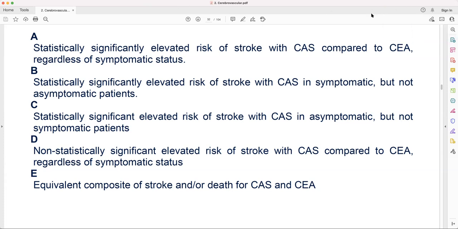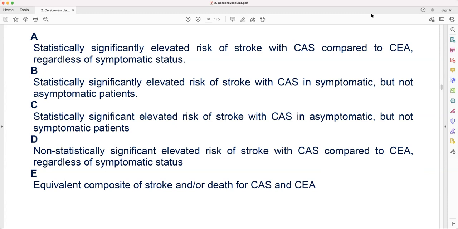Go ahead. B is statistically significantly elevated risk of stroke with carotid artery stent in symptomatic but not asymptomatic patients. Okay. C, statistically significantly elevated risk of stroke with carotid artery stent in asymptomatic but not symptomatic patients. Okay, this is, I think, the same answer. Symptomatic and asymptomatic. D, non-statistically significant elevated risk of stroke with carotid artery stenting compared to carotid endarterectomy regardless of symptomatic status. I think D is the answer.